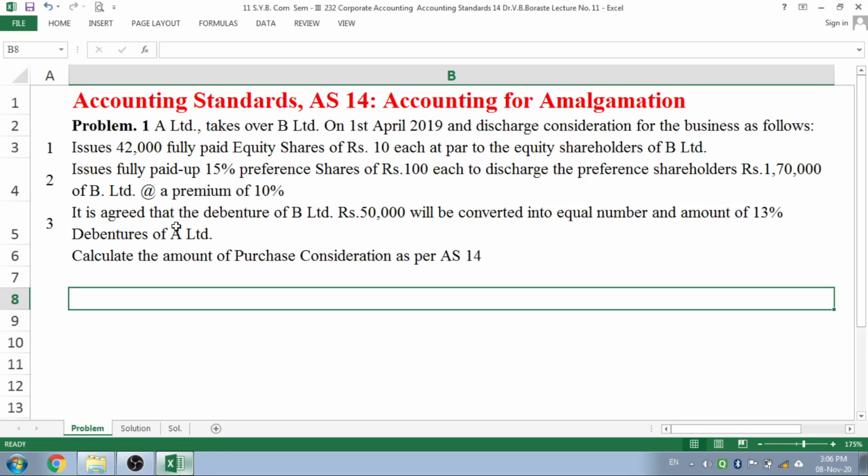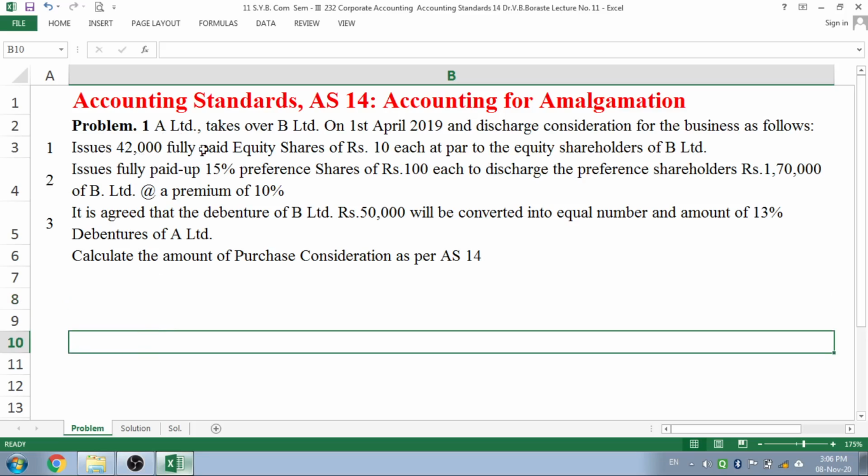It is agreed that the debentures of B Limited of rupees 50,000 will be converted into an equal number and amount of 13% debentures of A Limited. Calculate the amount of purchase consideration as per accounting standard 14. So you can take a screenshot of this example or you may write it down in your notebook. Now let us start the solution.